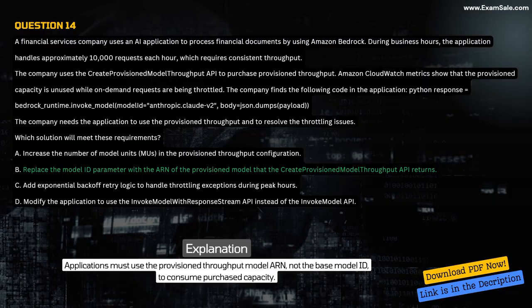Explanation: applications must use the provisioned throughput model ARN, not the base model ID, to consume purchased capacity.